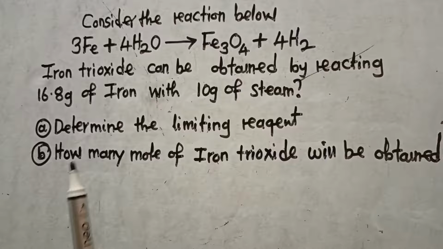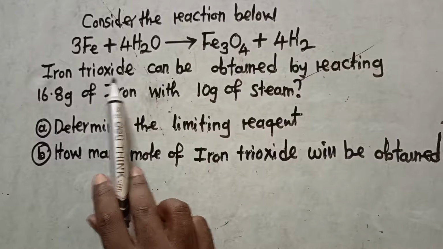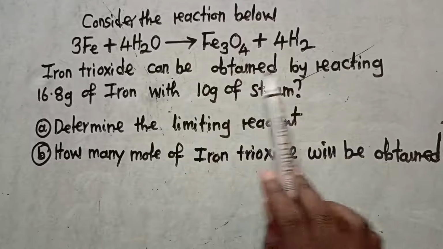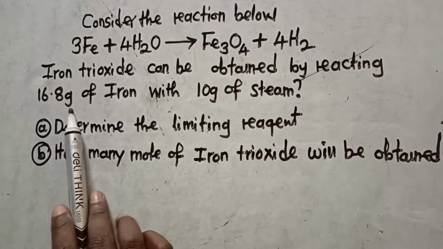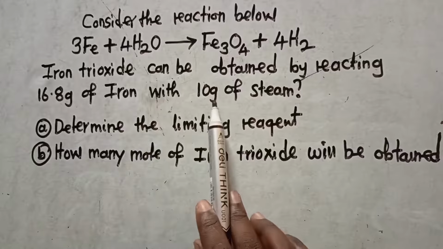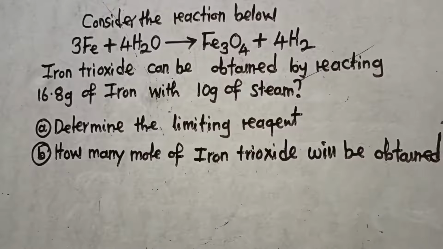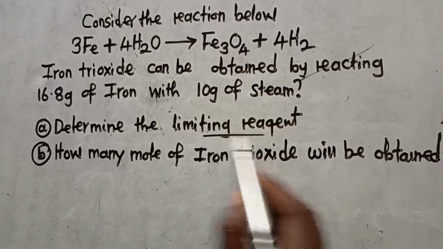The question is saying, iron trioxide can be obtained by reacting 16.8 grams of iron with 10 grams of steam. This is what we are given. It's a good question, isn't it? This is a good question. The first question is saying determine the limiting reagent.